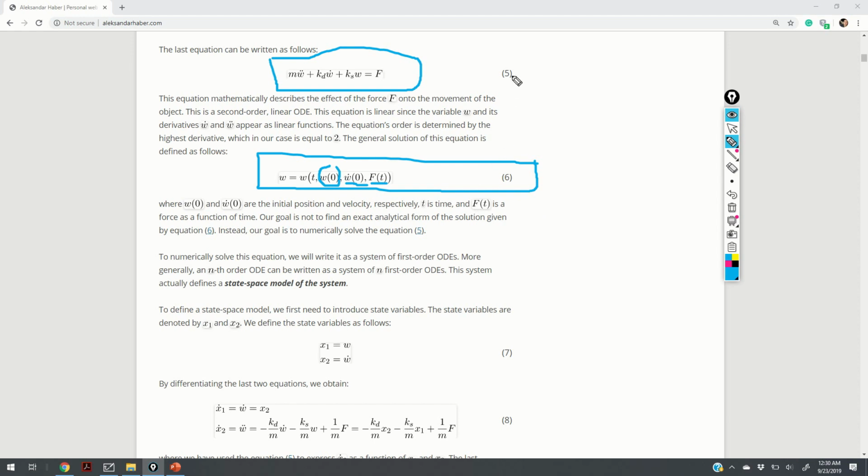Since the equation 5 is a linear ordinary differential equation with constant coefficients, we are able to find a closed form solution given by equation 6. However, this is not the purpose of this video. The purpose is basically to find a numerical solution of the equation 5. And by basically deriving this numerical solution, we will arrive at the concept of state space models, which is a very important concept for understanding control systems.